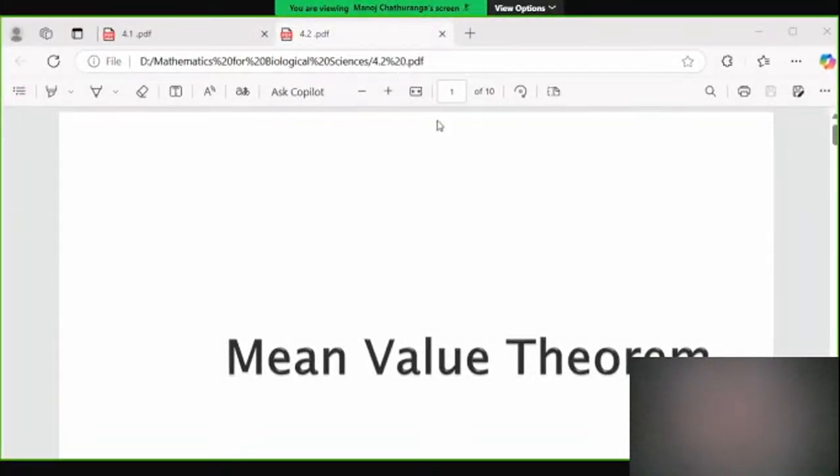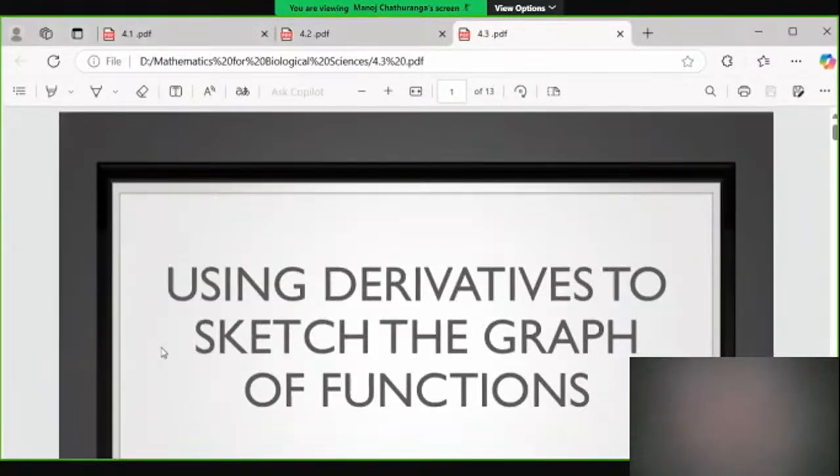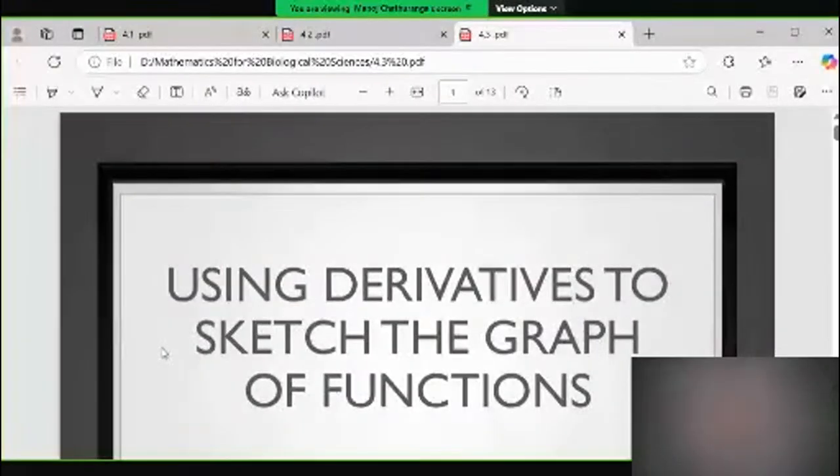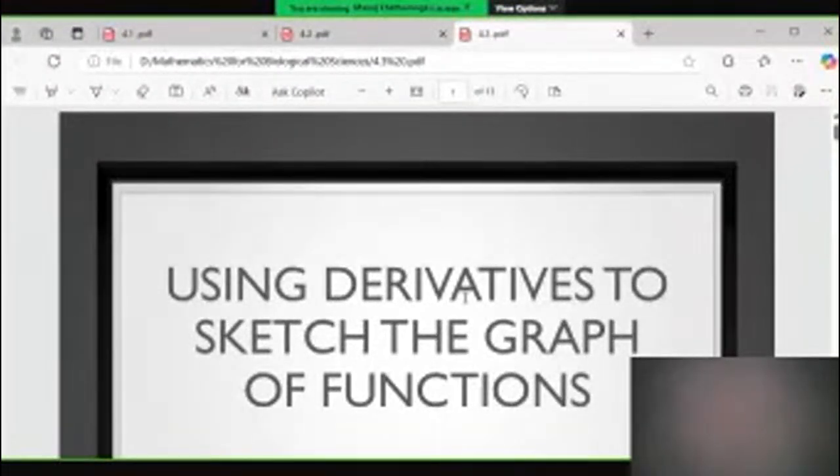Right. So let's move to our next topic, section 4.3, sketching graphs. By the way, all these notes are in your LMS. You should go through them and study by yourself, because I will not be able to discuss all these materials with you. I will leave some of these topics for self-study.